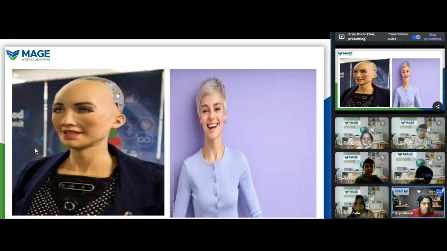What are the differences between these two? The physical appearance is similar. So then, what are the differences between these ladies? The robot can't breathe. Yes, the robot can't breathe. Next, it can't eat or drink. Okay.